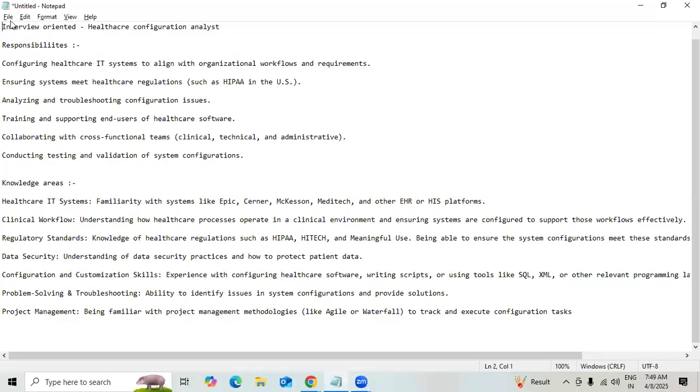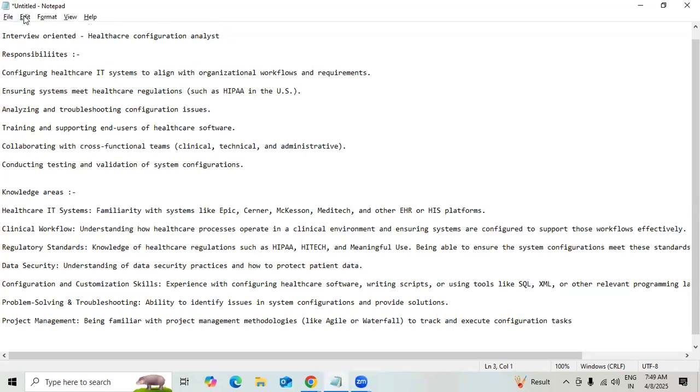Right. So, in today's session, we are discussing interview orientation for a job profile relating to healthcare configuration analyst. As we all know, when it comes to the healthcare environment, there are two things. One is the configuration part. Second is the integration part.